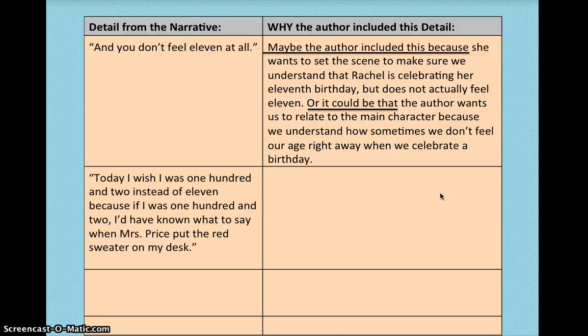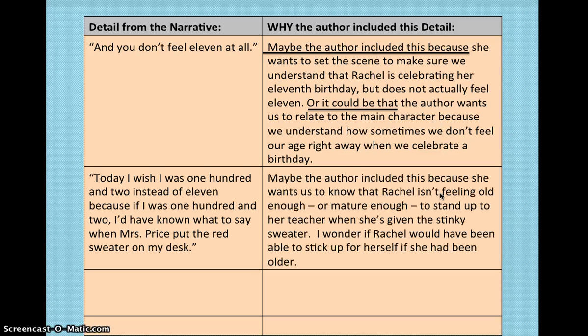Here's another one that I talked to you about. "Today I wish I was 102 instead of 11, because if I was 102, I'd have known what to say when Mrs. Price put the red sweater on my desk." This is what I said to you when we were looking at that in the story. Maybe the author included this because she wants us to know that Rachel isn't feeling old enough or mature enough to stand up to her teacher when she's given the stinky sweater. I wonder if Rachel would have been able to stick up for herself if she had been older.